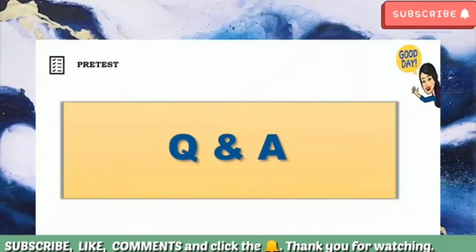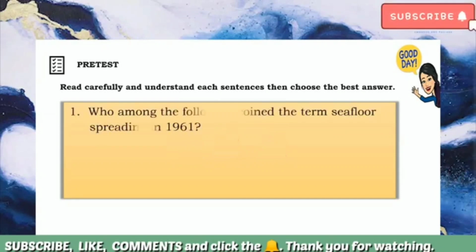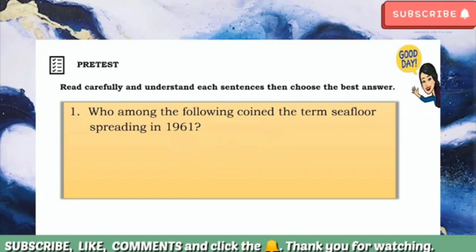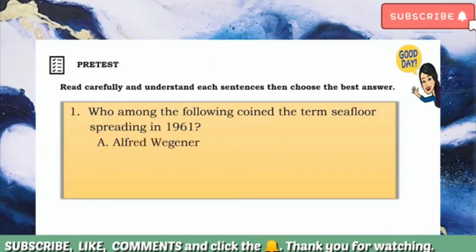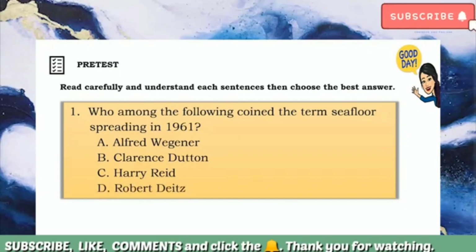Before we start, let's answer a few questions. Read carefully and understand each sentence, then choose the best answer. Number 1, who among the following coined the term seafloor spreading in 1961? A. Alfred Wegener, B. Clarence Dutton, C. Harry Hess, D. Robert Dietz. The answer is letter D.